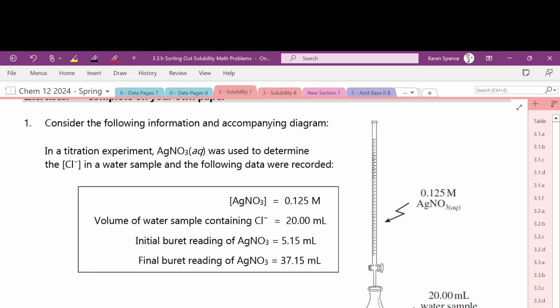So this would be M1, V1, and then V2 would be these two added together. And you do the same thing with chloride, and then you can put them into your expression. You're on the right track. Just check the direction before you throw them in.